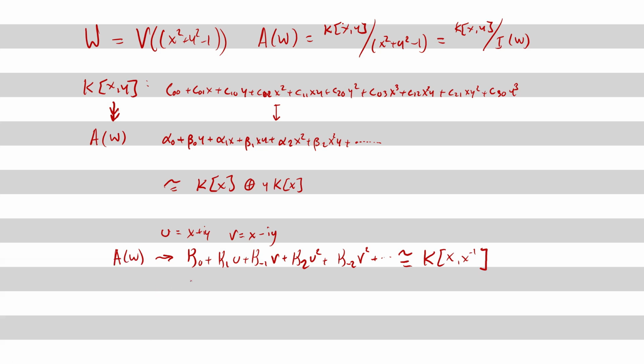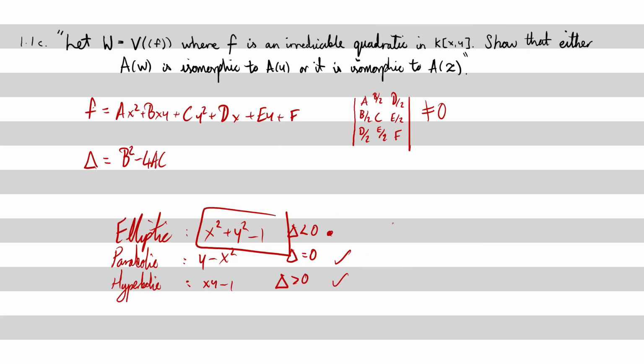But we can see then A of W here is isomorphic to k adjoin x, x to the minus 1. A of W would be isomorphic to k adjoin x. And finally, A of W would be isomorphic to k adjoin x, x to the minus 1, which provides one more link in the great number of links between spherical and hyperbolic geometry.